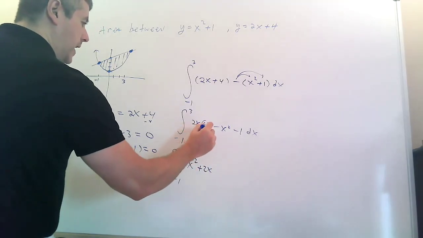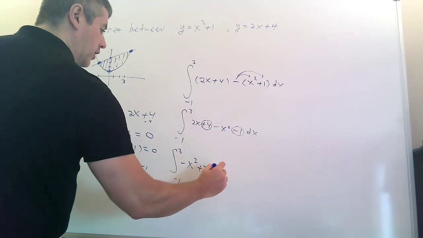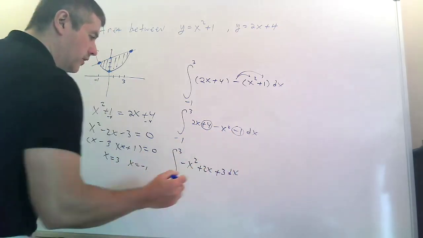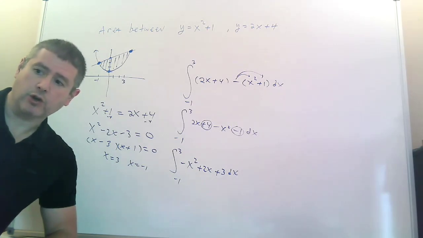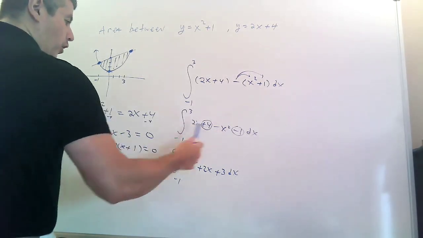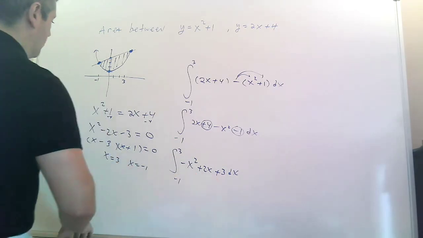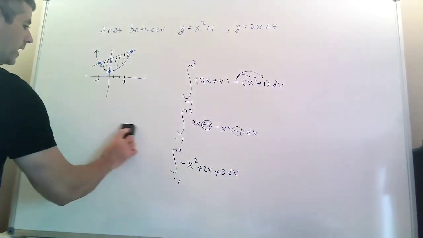I also like to combine all of the like terms because less terms means less integrating and less plugging in. You don't want to integrate all 4 of these when you can just integrate 3 of them, right? I mean, it's more efficient that way.